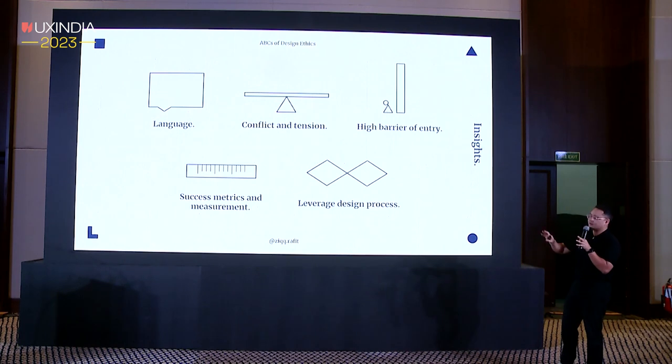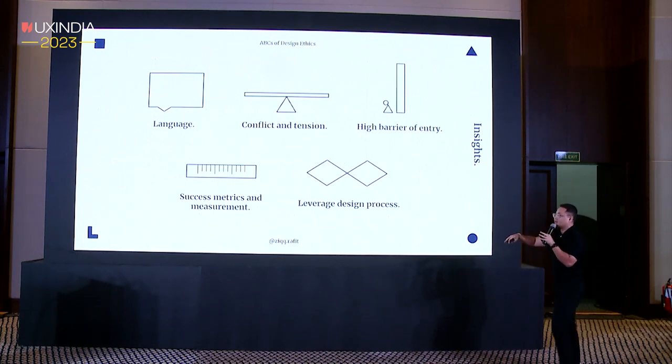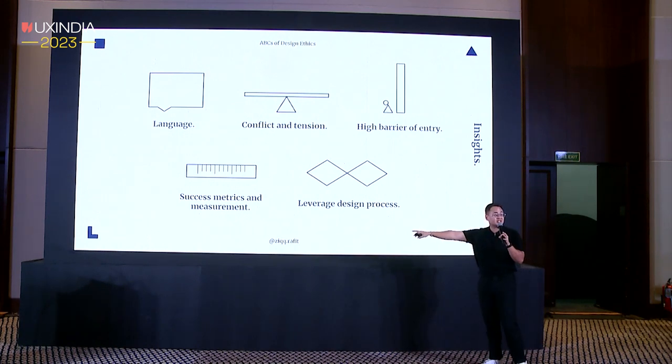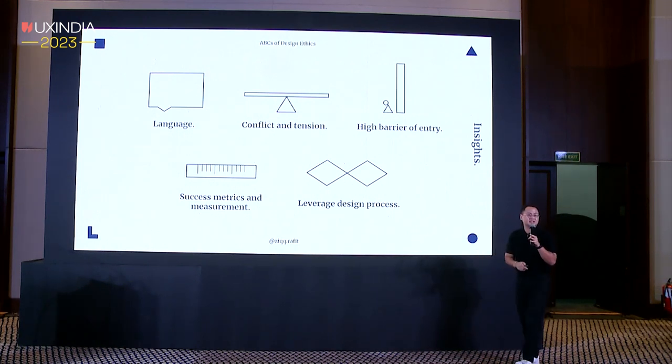So to summarize, it's all these five things that I've learned. Let's look at language. Can we simplify it? Can we try to reduce that tension and conflict, lower the barrier of entry to ethics and design? Can we measure this? And then can we please leverage on the design process?